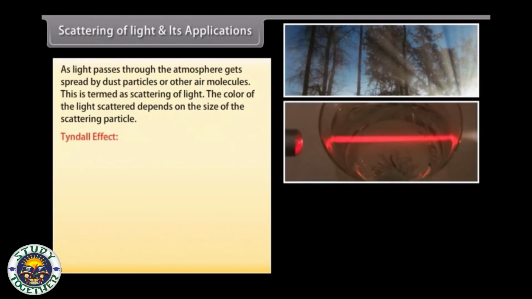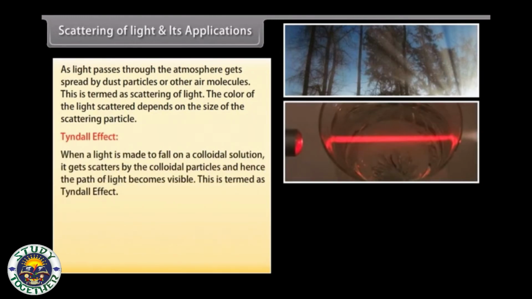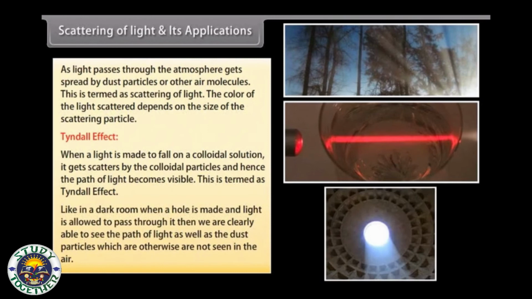Tyndall effect. When light is made to fall on a colloidal solution, it gets scattered by the colloidal particles and hence the path of light becomes visible. This is termed as the Tyndall effect. Like in a dark room, when a hole is made and light is allowed to pass through it, then we are clearly able to see the path of light as well as the dust particles, which otherwise are not seen in the air.